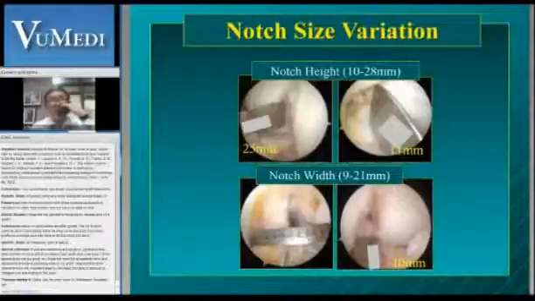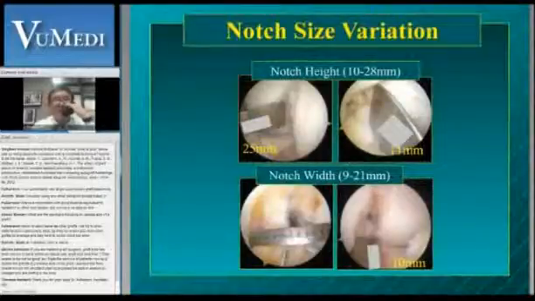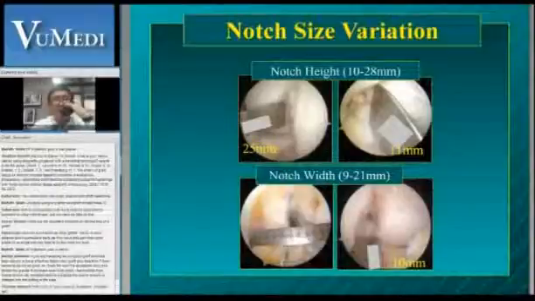So if the notch height is high, you can see on the 25 millimeters, almost any graft can survive. If the notch height is low, like 10, 11 millimeters, many grafts cannot survive, many. Okay, so this is a case.